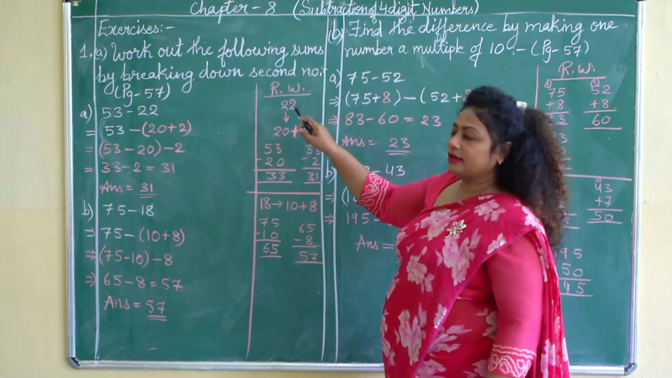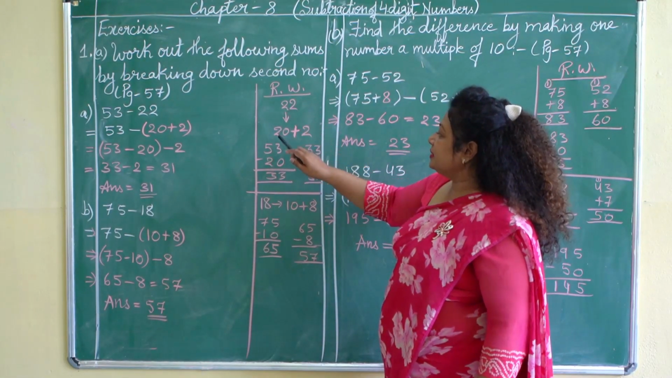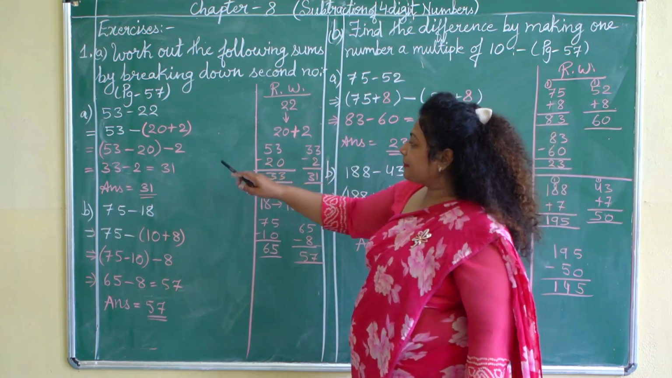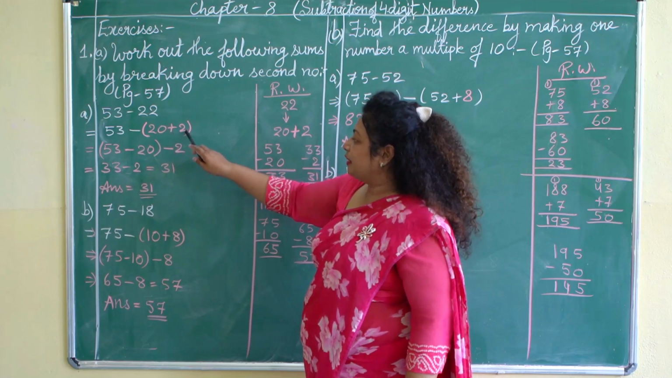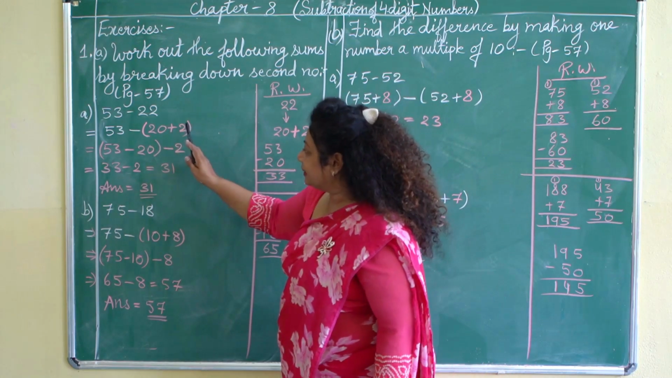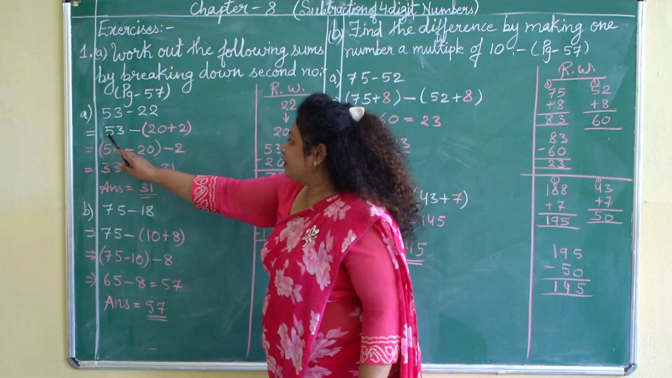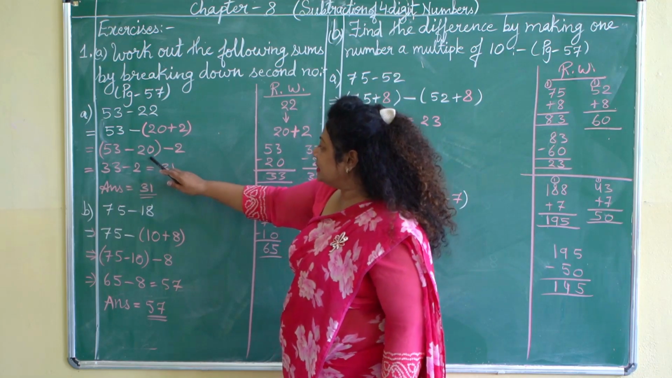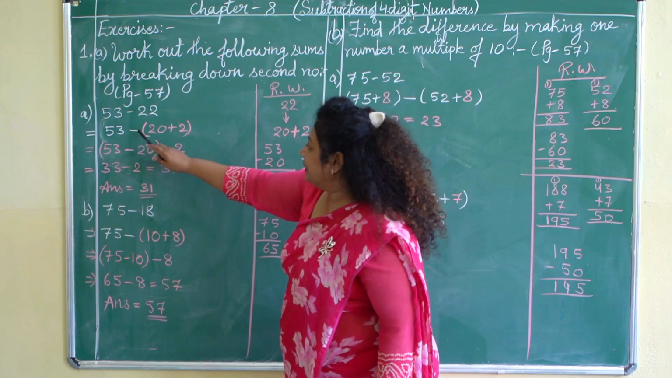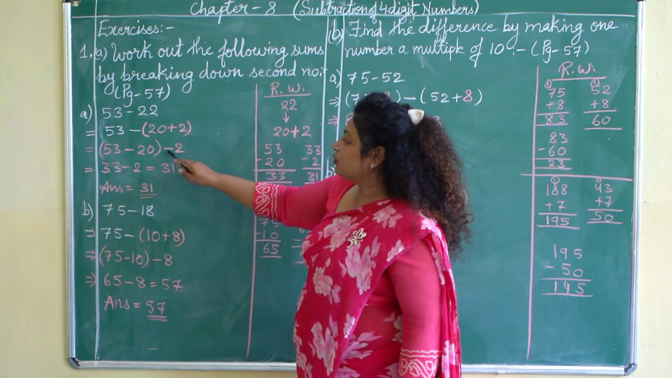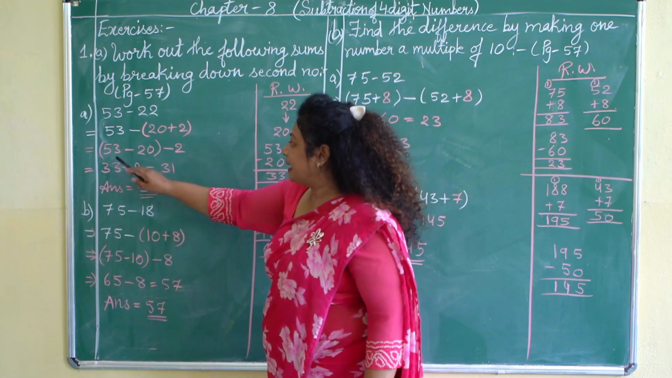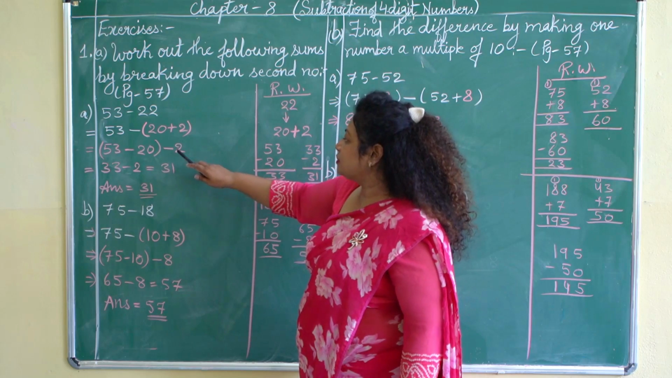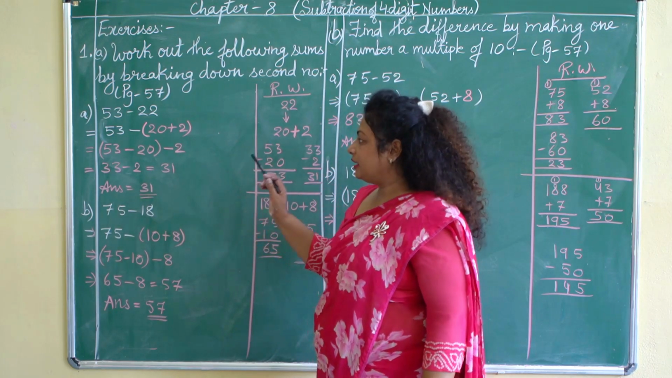Okay children, I'll show you in the rough work. 22 means 20 plus 2 will give you 22. Now we will change this bracket. See, I'll tell you how. First we have to note down all the three numbers in the next line: 53 minus 20 minus 2. Because minus and plus will give you minus. So we have written over here minus. Now change the bracket. That means 53 minus 20 will be written in one bracket and minus 2 will be written outside the bracket.